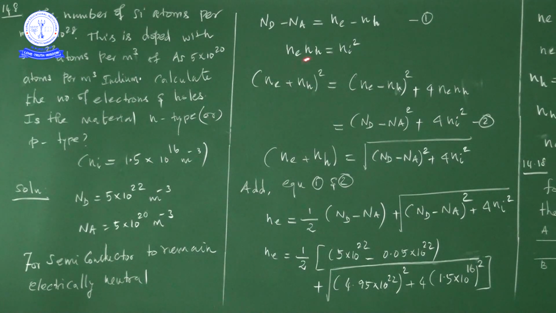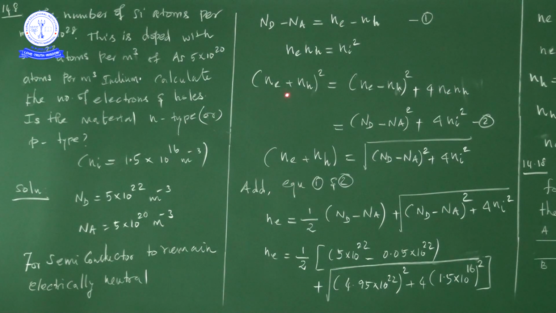You already know the formula: the product of the number of electrons and the number of holes is equal to ni square. This is the basic formula. We can also use a plus b the whole square is equal to a minus b the whole square plus 4ab. This is an important formula for finding an unknown value from known values. A plus b the whole square is equal to a minus b the whole square plus 4ab, as we say.